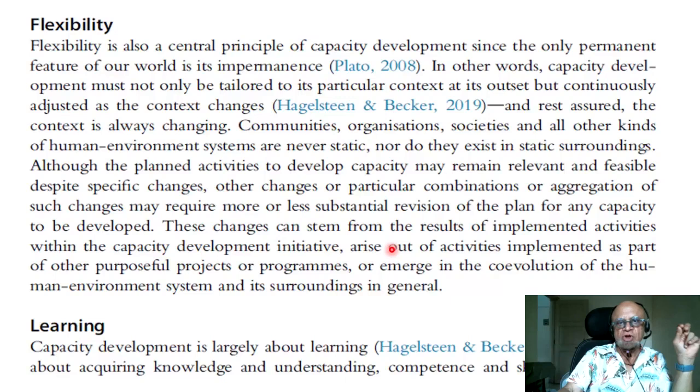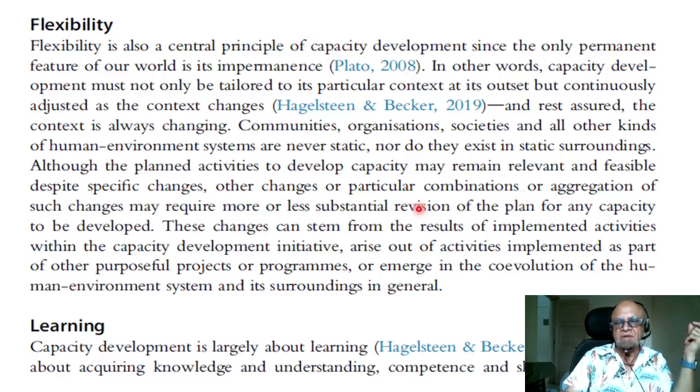In adaptation, we talked about planning, designing and implementing flexible adaptation plans, and there I kept mentioning how not everything can be flexible, and the example always is of course building a seawall against sea level rise. Unless it's a floating seawall, you don't necessarily have flexibility of redoing it. So communities, organizations, societies and all other kinds of human environment systems are never static, nor do they exist in static surroundings.